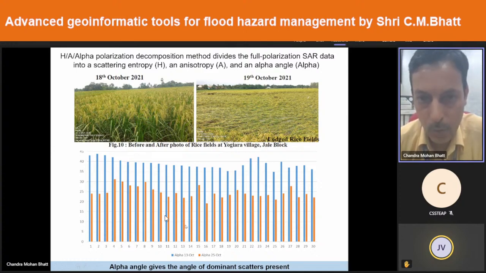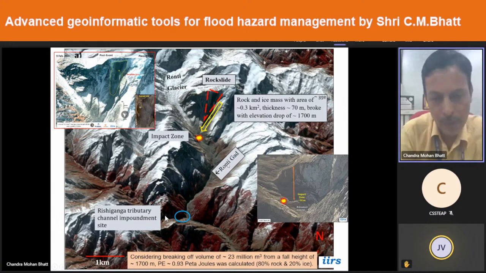We were able to get good results using different anisotropy, alpha angle, and entropy. Because of the change in the nature of the crop, the angle while it is standing and while it is laid down, the alpha angle has helped us to detect the changes.